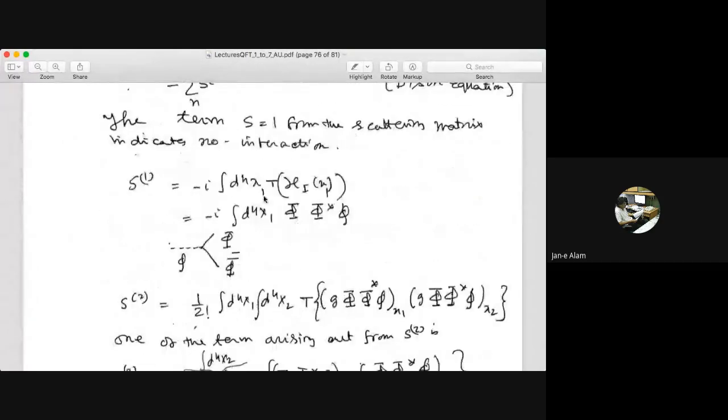So here you have d4x phi star small phi. Suppose we denote this small phi by a dotted line, and capital phi and phi dagger by a solid line. I will come to this. Then this will be the Feynman diagram: small phi is a dot, and phi star is a solid line. So this is the Feynman diagram corresponding to this term.